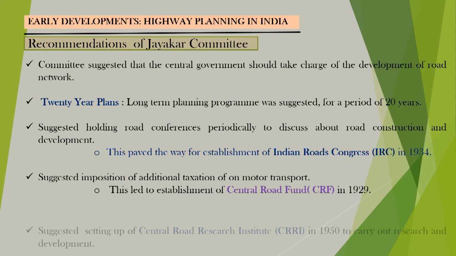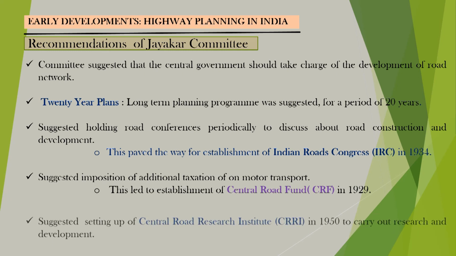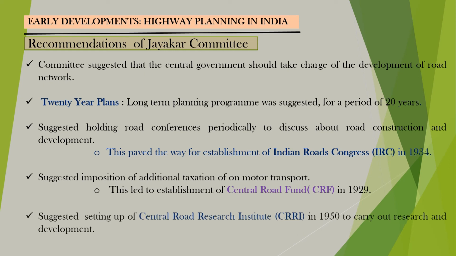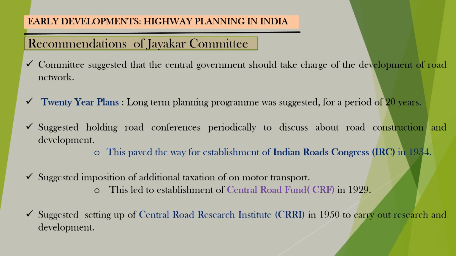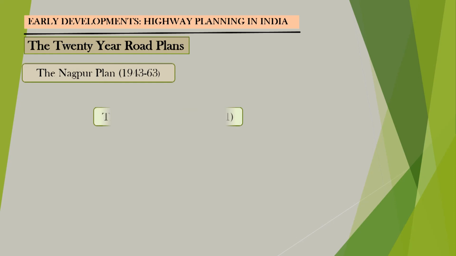Now let us see what the 20-year road plans were. The 20-year road plans were the Nagpur plan from 1943 to 63, the Bombay plan from 1961 to 81, the Lucknow plan from 1981 to 2001, and the Road Development Plan Vision 2021. It is from 2001 to 2021.